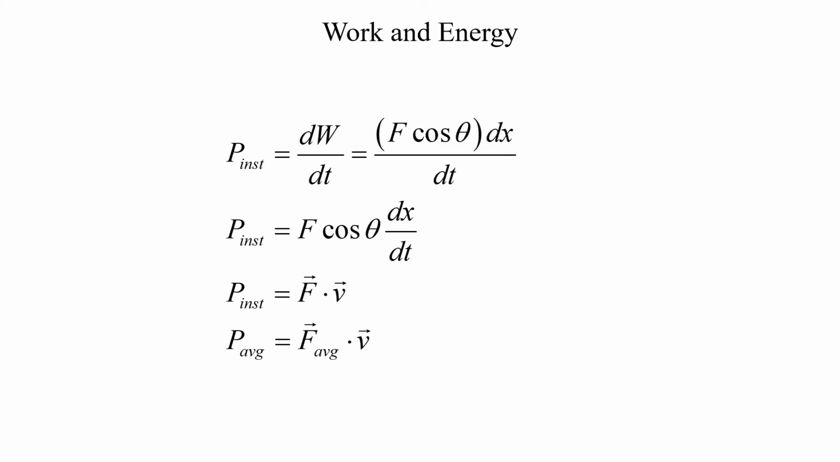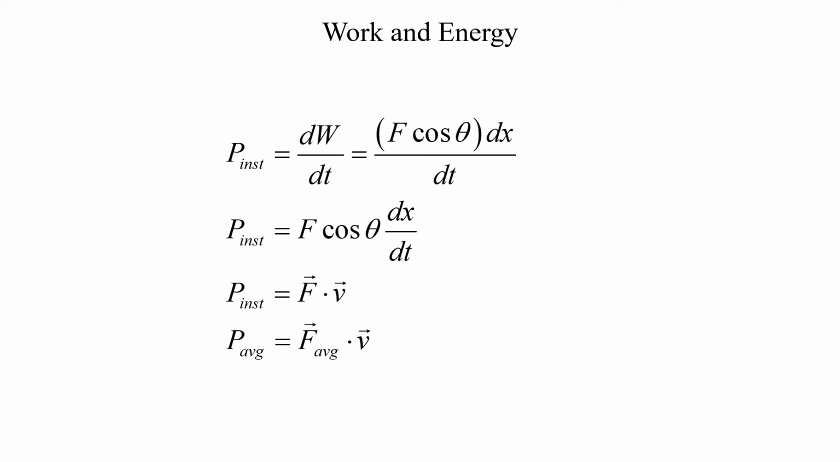Alright, so we can write instantaneous power as dW/dt. Well, the dW, of course, we could write as F cosine theta dx. So the F cosine theta gives us the component of the force in the direction of the displacement. So we have F cosine theta dx/dt. Well, dx/dt, of course, is velocity.